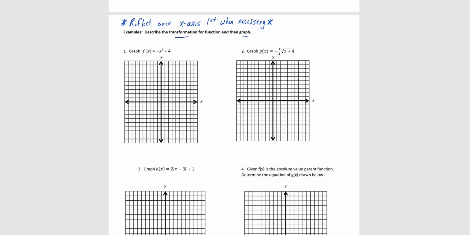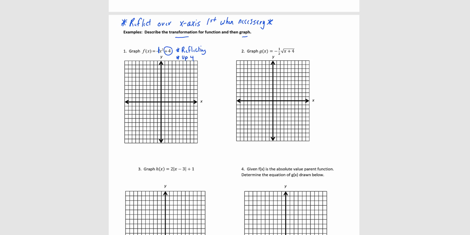Okay, so number 1, the parent function is a quadratic. So the first thing I notice is we have a -1 out front. So this implies that we will be reflecting. We have a +4 that's on the outside of the mathematical operation of a square. So since it's on the outside, we're going up 4.